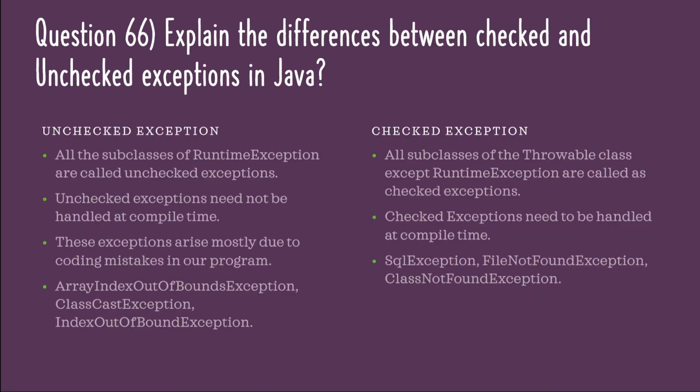Question 66. Explain the differences between checked and unchecked exceptions in Java. Unchecked exception. All the subclasses of RuntimeException are called unchecked exceptions. Unchecked exceptions need not be handled at compile time. These exceptions arise mostly due to coding mistakes in our program. ArrayIndexOutOfBoundsException, ClassCastException, IndexOutOfBoundsException.